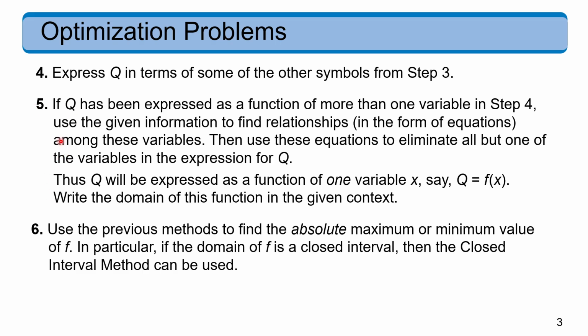What you want to do is use the given information in the problem to write one or more equations that are different from the equation you wrote for Q. These equations will relate some of these other variables that are appearing in your equation. And then you want to manipulate those equations to be able to substitute back into your formula for Q until you are able to write Q as a function of one variable only.